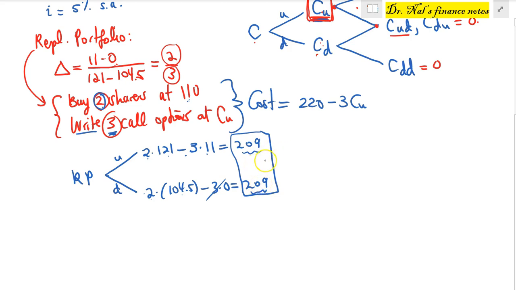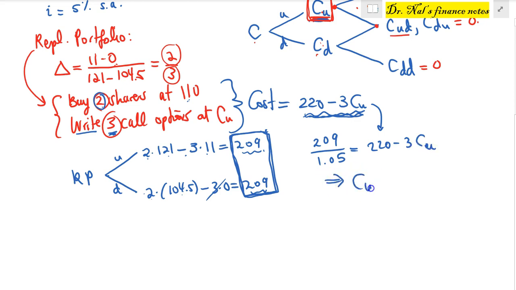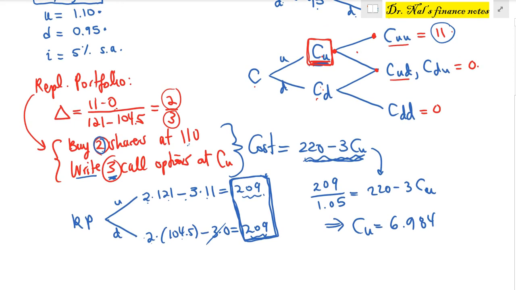So therefore, by the no arbitrage principle, because we have this riskless result, the cost of this portfolio that we have just created should be equal to the cost of a bond security, which pays $209 at the end of 6 months. This happens because of the no arbitrage principle, or you might say because of the law of one price. So 209 divided by 1.05 better be equal to this figure here, 220 minus 3 CU. And you can solve it easily for CU, and that would be equal to 6.984. And so we have a number for this node.